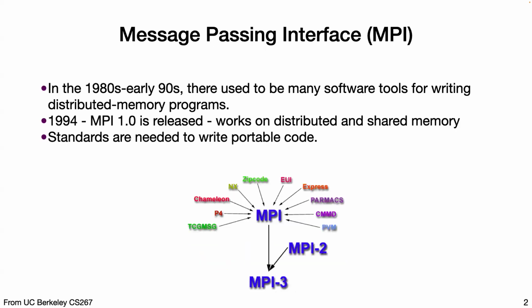MPI stands for Message Passing Interface, and it came out in the 90s, in 94. Before 94, there were a lot of different standards for software for writing parallel programs, specifically for distributed memory programs. In 94, people released MPI 1.0. It's a programming abstraction that can work both in distributed memory and in shared memory. Standards are good because it's good to write portable code. If everybody agrees that they can run MPI, then your code will run on many different machines.